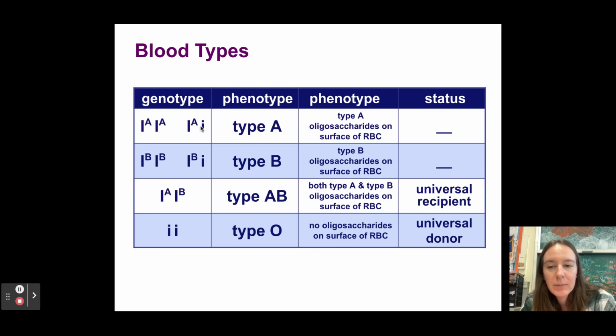If this is your blood type, you could be homozygous for A or heterozygous, I^A dominant and recessive. Type B, here are your genotypes, type AB and type O. And we call type AB the universal recipient and type O the universal donor.